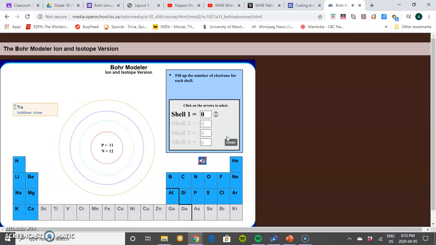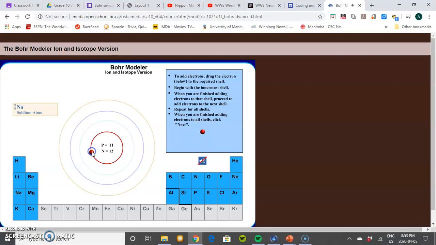There we go. Remember, 2 electrons in the first shell. The second shell can hold a maximum of 8 electrons. Because there are 11 protons, we're going to be going into the third shell for this one. We've already used up 10, and we know there are 11 in total, so the third shell is only going to have 1. And then the fourth shell is empty.